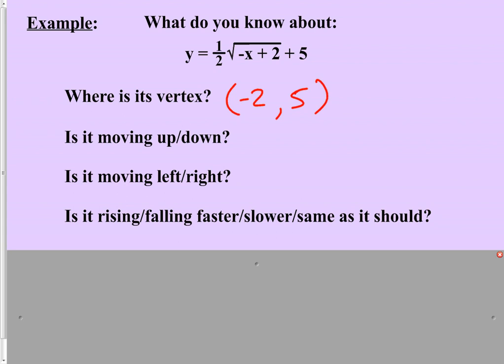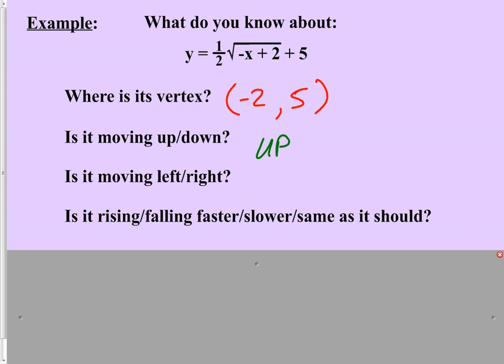So let's have a look at the signs. How do you decide if a graph is moving up or down? Well, the up or down has to do with the overall sign of the square root term. In this case, the entire square root term is positive. It is supposed to be positive, so that means no change has been made. This graph is moving upwards.